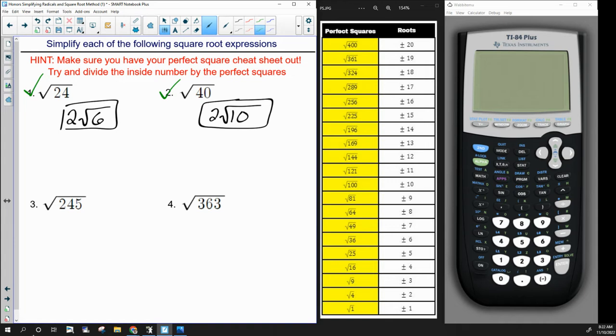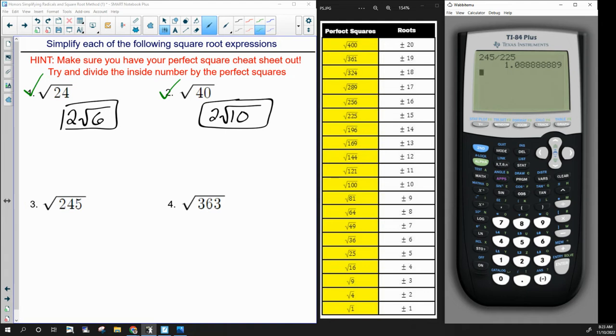So 245. Can I divide it by 225? Maybe you know, maybe you don't. So if you didn't know that, you just type it into your calculator. 245, that's what's underneath, divided by 225. We are looking for a whole number. That is not a whole number. So that is not our perfect square. Okay, and we continue down the list. You would check 169, you check 144, you check 121.